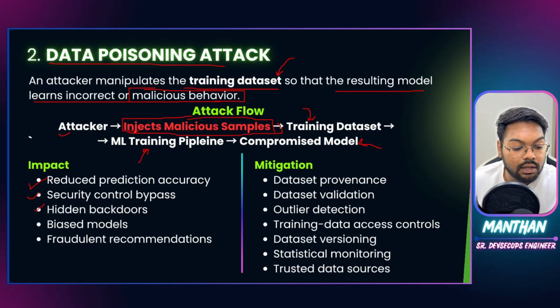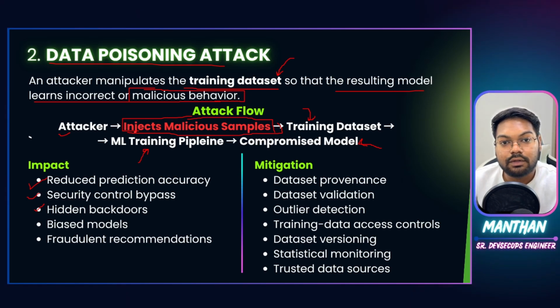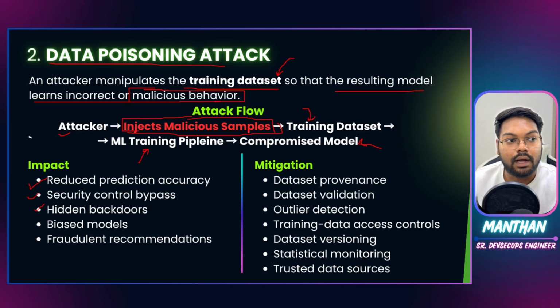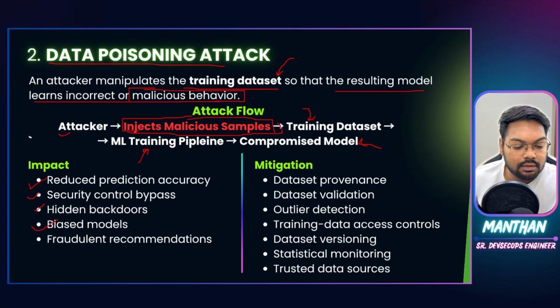Then there could be hidden backdoors. As I mentioned, someone could create a reverse shell program and add it into your model, and then it fetches that, and that would give access to your laptop to people who are not supposed to get it. Then biased models could be there, and then fraudulent recommendations.